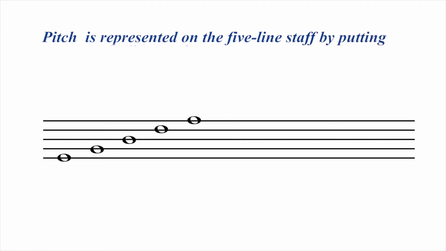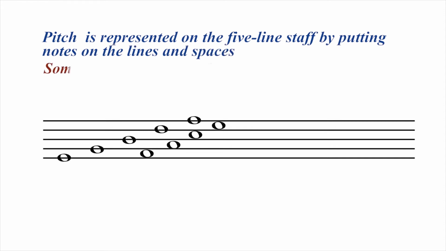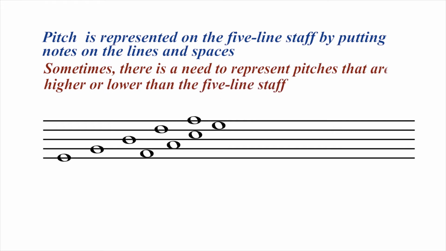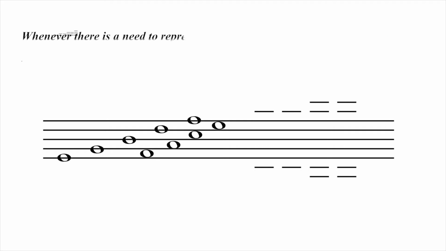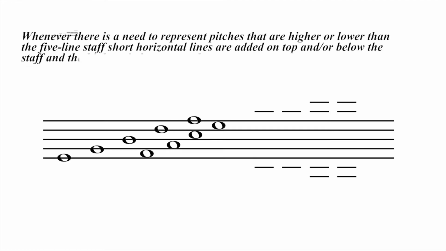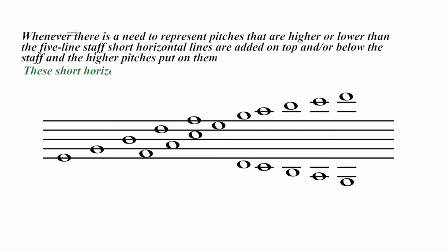We now know that pitch can be represented on the 5-line staff by putting notes on the lines, on the spaces, or both. Sometimes, however, there is a need to represent pitches that are higher or lower than the limits of the 5-line staff. In order to do this, short horizontal lines may be added above or below the staff and the notes put on them. These lines are called ledger lines.